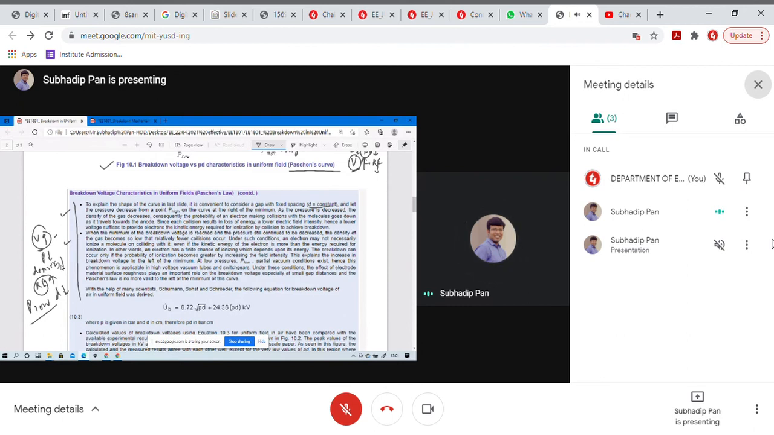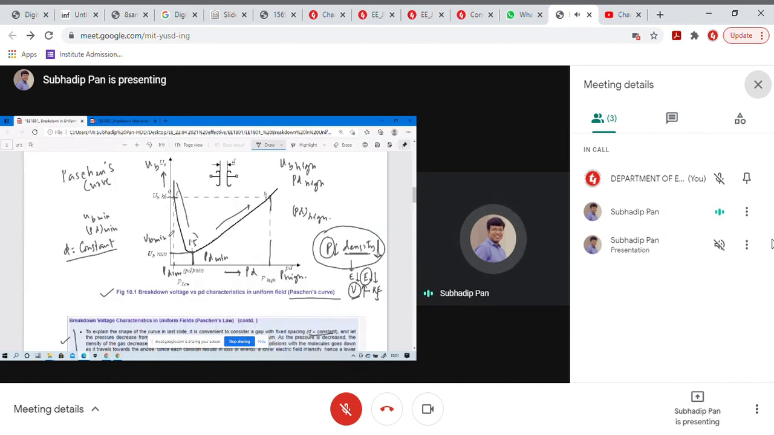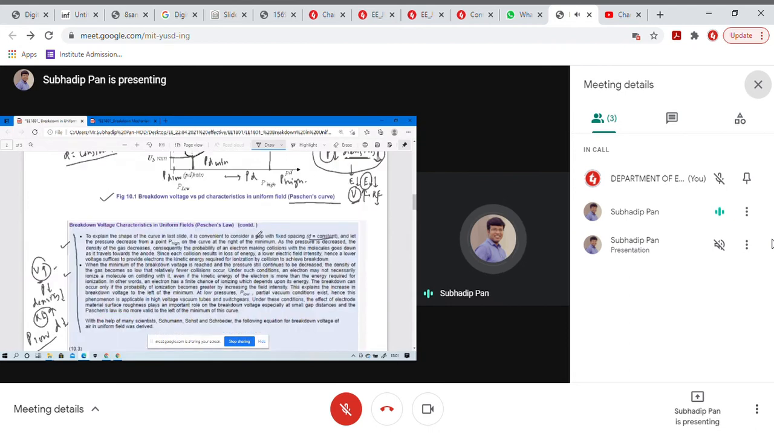Now Paschen's law is more valid to the left of the minimum of this particular curve. This is actually the Paschen curve, where we can say that the breakdown takes place in a proper manner, right? So breakdown takes place in a proper manner.